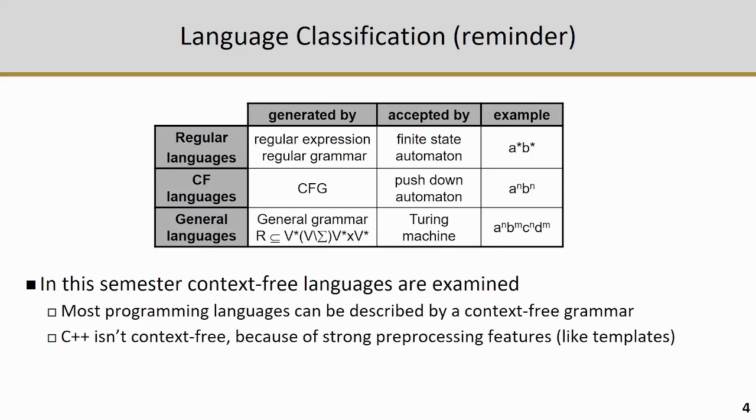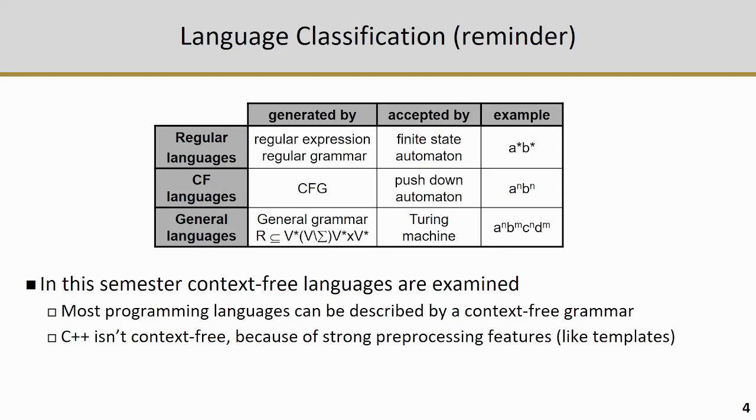And in general, you can have a general grammar for the general class of languages. Its specialty is that the grammar rules are not necessarily context-free, which means that around at least one non-terminal there could be additional symbols that we have to match in order to apply a derivation rule. And these kinds of languages, which can be defined by general grammars, can only be accepted by Turing machines.